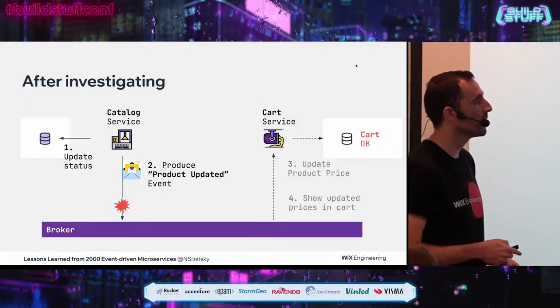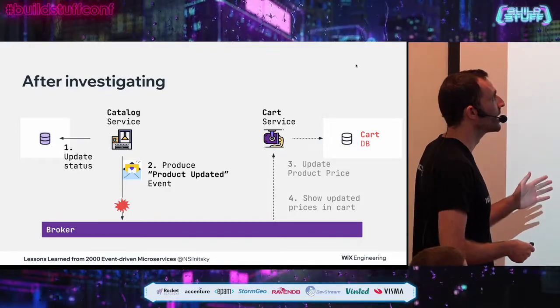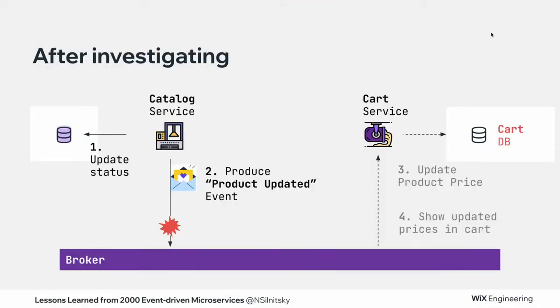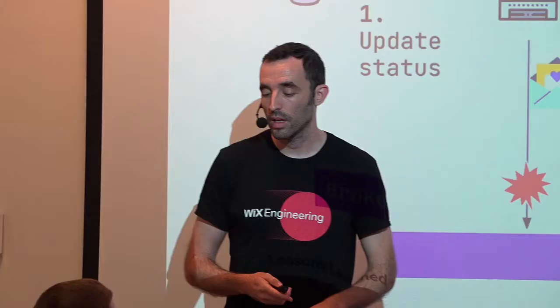So after investigating, we saw that sometimes the catalog service was failing to produce messages to Kafka. So we got the update to the catalog service database, but publishing the event failed. And then, of course, the cart service won't update its own database with the updated prices.